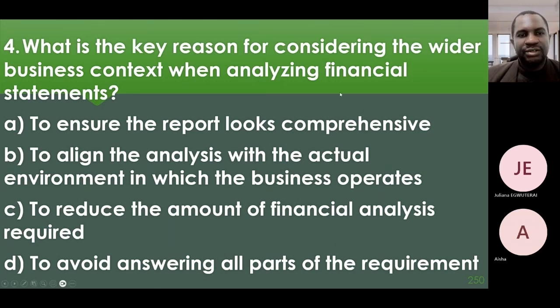A, to ensure the report looks comprehensive. B, to align the analysis with the actual environment in which the business operates. C, to reduce the amount of financial analysis required. D, to avoid answering all parts of the requirement. Very funny option. What is the key reason for considering the wider business context when analyzing financial statements? A, to ensure the report looks comprehensive. B, to align the analysis with the actual environment in which the business operates.